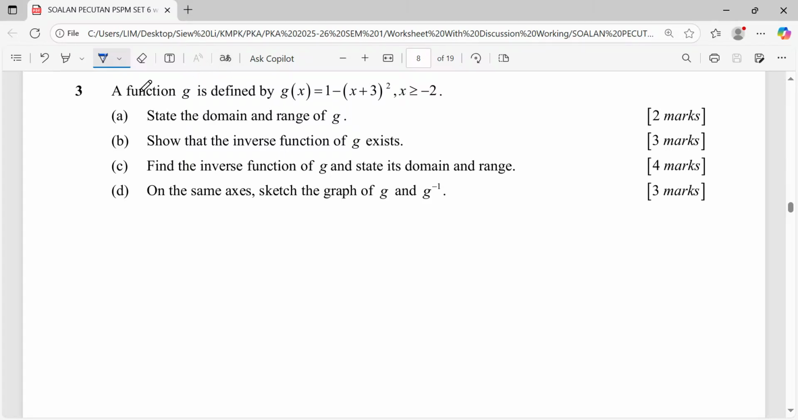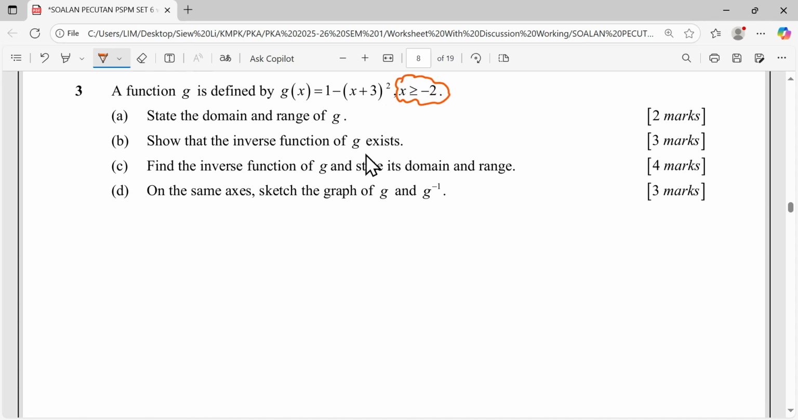Okay, number 3. A function g is given here, quadratic. Be careful, this one has a condition. Your quadratic is a conditional function, not the whole piece. Tinggal sekerat saja, so kita nak tengok dia tinggal mana. Alright, and this function is already completing the square for you.